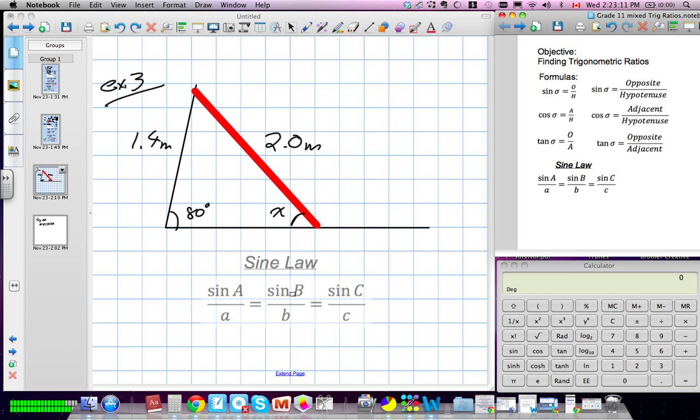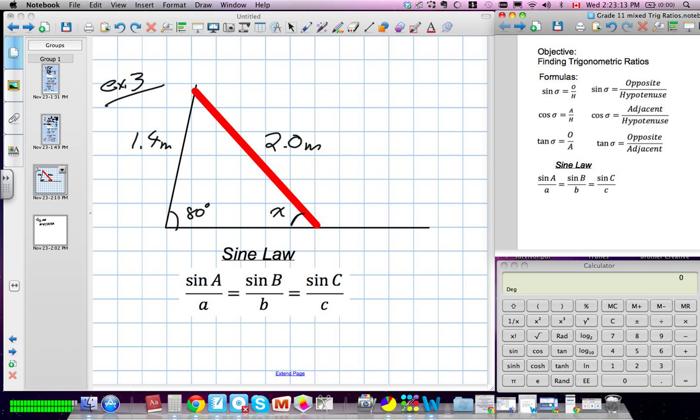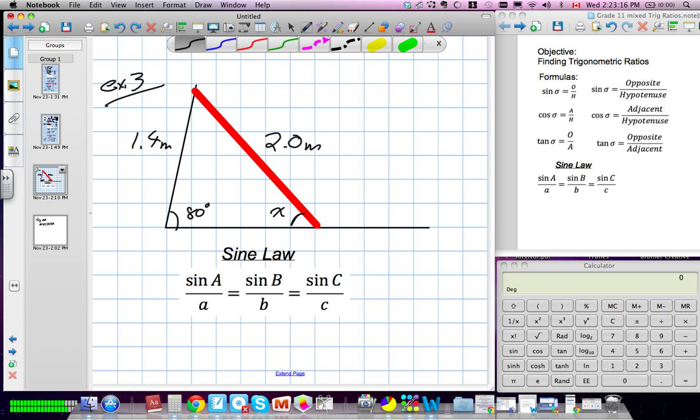So we're going to plug it into our sine law formula. Sine A, we actually don't know what that angle is, so we're just going to keep calling it sine A. And side A, we don't know what that measurement is. Sine B is our X, and side B is 1.4 meters. And finally, sine C, which is our 80-degree angle, and our side C is 2 meters long. So we now have our measurements.